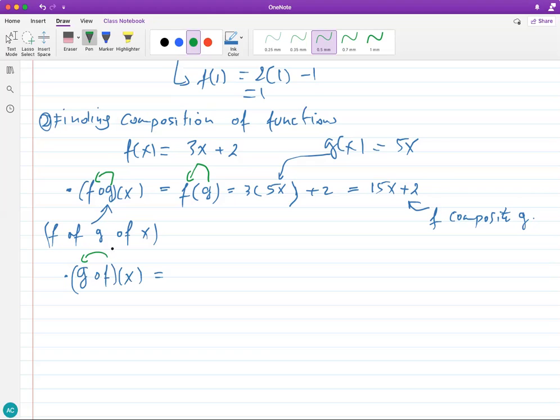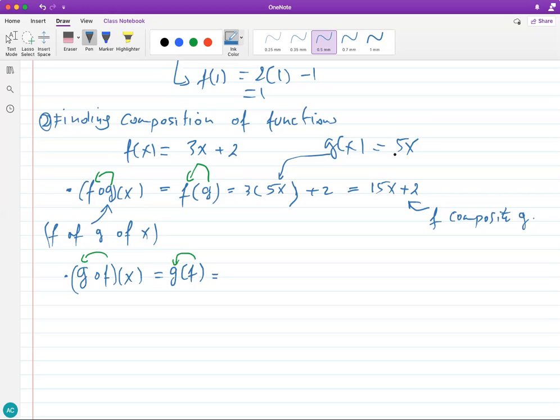So g of f, in this order. Another way to write this notation is g of f, meaning this time the second one goes into the first one. So the f goes into g. Which function do we write first again? Always write the first one that appears, the g.